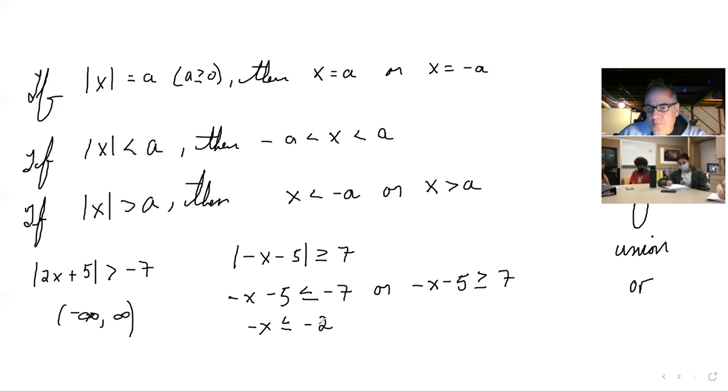Now you'd have to multiply both sides by -1. Remember, if you multiply both sides of an inequality by a negative, the inequality will flip. So this will now be x is greater than or equal to 2. Here we'd have -x greater than or equal to 12, adding 5 both sides, then multiplying both sides by -1, we'd have x is less than or equal to -12.